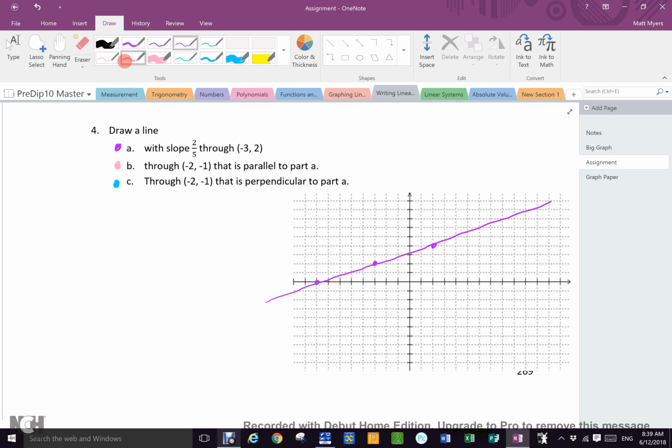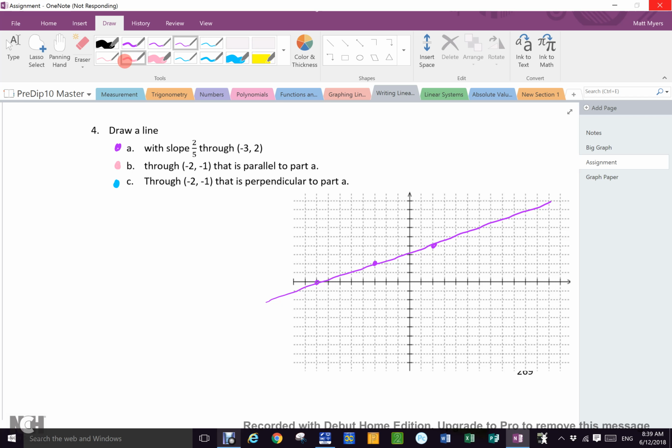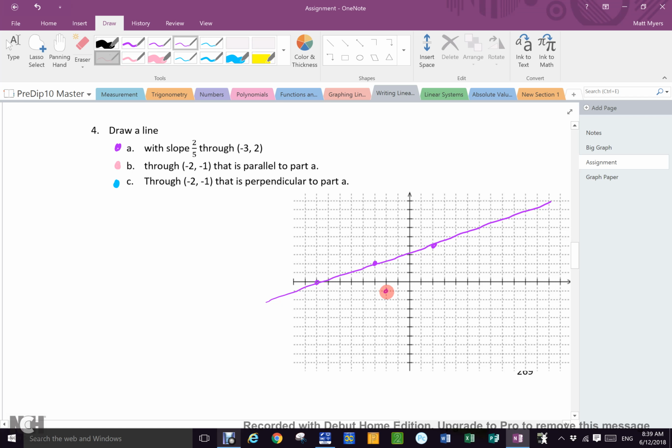Excellent. Now, what do I do for B? So I do the same thing, except I do not start at the same point. Where do I start? -2, -1. And I have the same slope. So up 1, 2, out 1, 2, 3, 4, 5. Down 1, 2, and out 1, 2, 3, 4, 5.